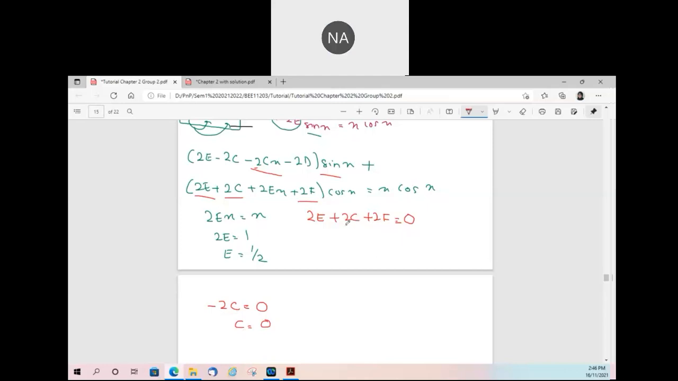Now we can solve this. Okay. So now we have 2 times 1 over 2, E is 1 over 2, plus C is 0 plus 2F equals to 0. This one, 1. Then 2F equals to minus 1. F equals to negatif 1/2. Okay, so we have E, C and F. Now we should find what is D.